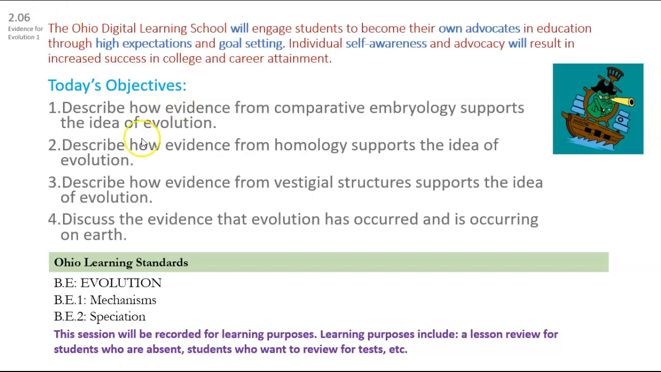Our objectives today: 1, we are going to describe how evidence from comparative embryology supports the idea of evolution. 2, we're going to describe how evidence from homology supports the idea of evolution. 3, we're going to describe how evidence from vestigial structures supports the idea of evolution. And number 4, we're going to discuss the evidence that evolution has occurred and is occurring on Earth. And this is in our state standards for evolution. Evolution is 25% of your state test.